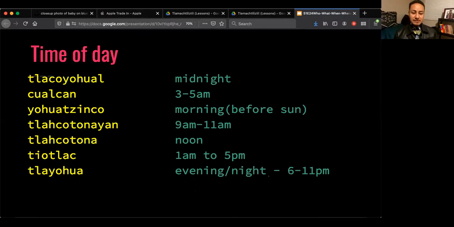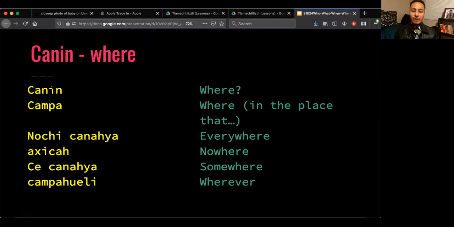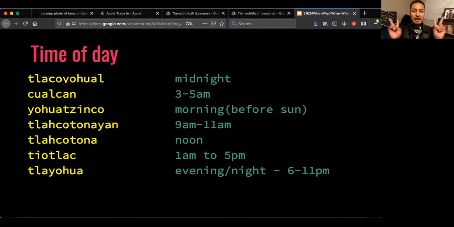This is a whole day. This is how you say all the words for during the day, and I try to make them logical. So tlahkoyowal, this is missing an H. Tlahkoyowal is midnight. It's literally half of the night. This should be an H right there. Tlahkoyowal, half of the night. But that's how they say midnight.